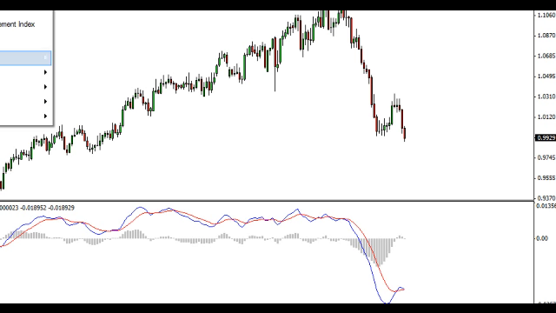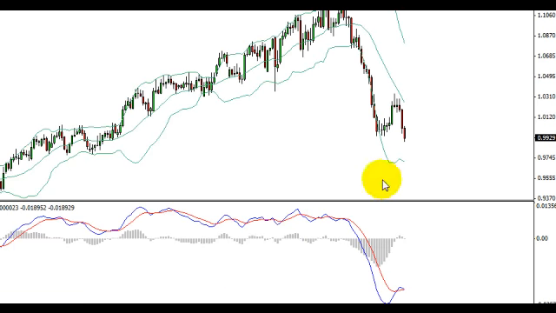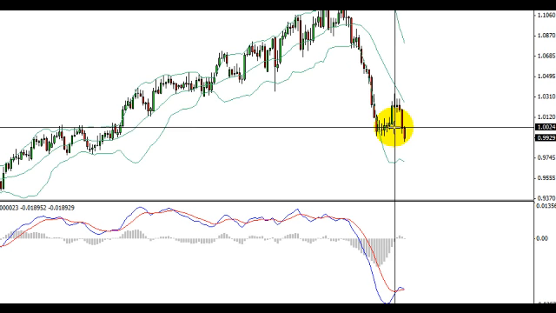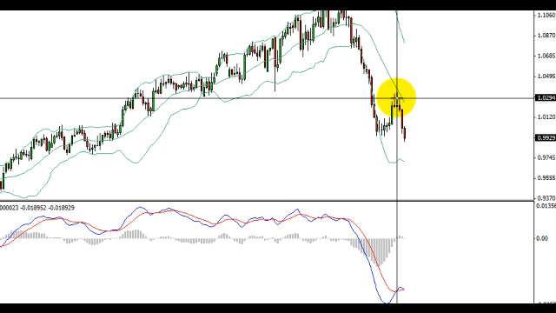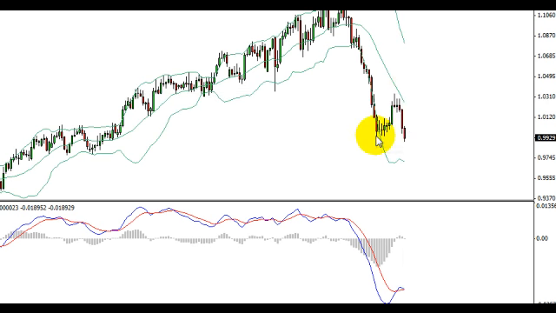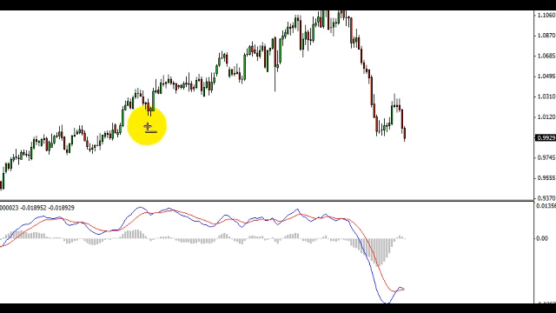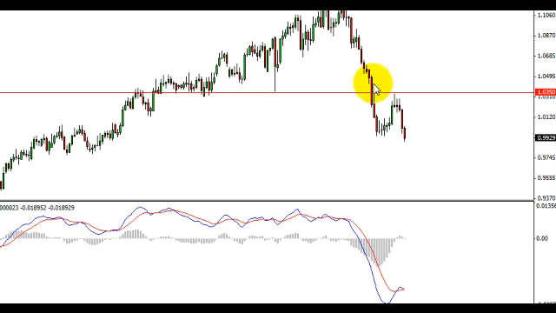Let me put this Bollinger on, for example, so you can look. Take a look. We had the down move, and then the beginning of the correction, bam, it touched the 20 moving average of the Bollinger, and it touched the exact resistance line, which was right here. Bam, and a double doji occurred here.